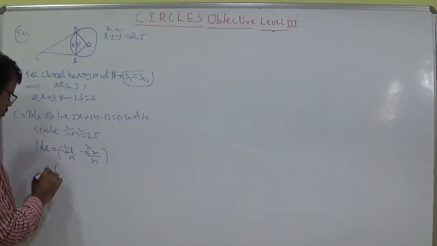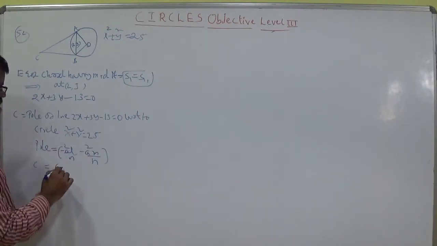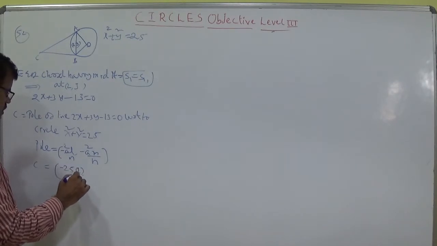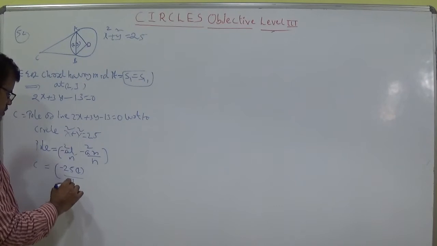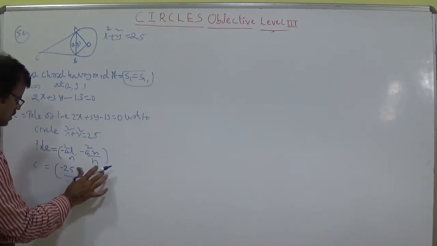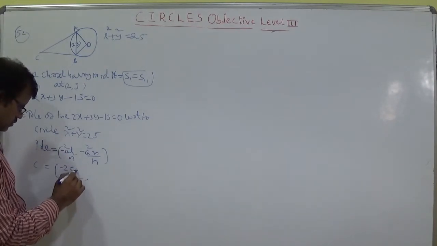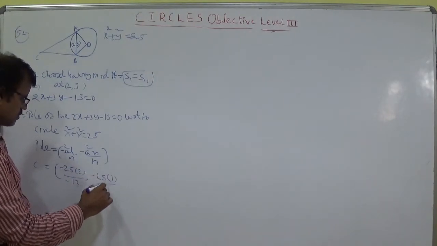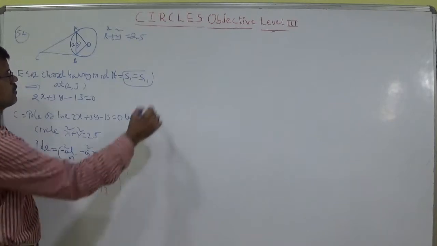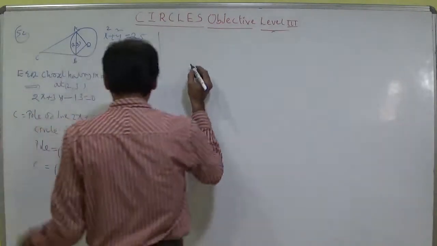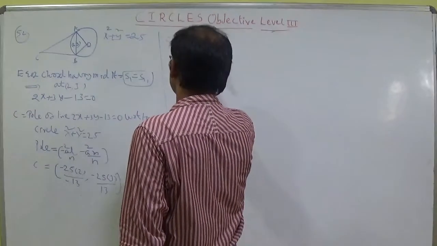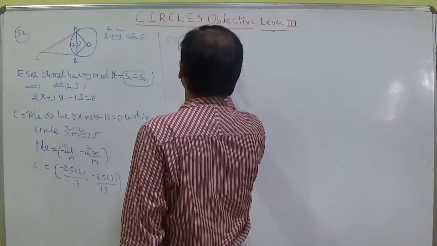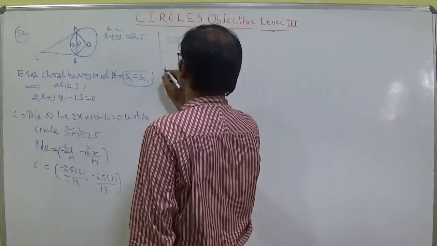Here for pole C you can write minus a square means minus 25, into l which is 2, divided by n which is minus 13. That gives 25 into 2 by 13, and here minus 25 into 3 by 13. We can write the pole as C is equal to (50 by 13, 75 by 13).